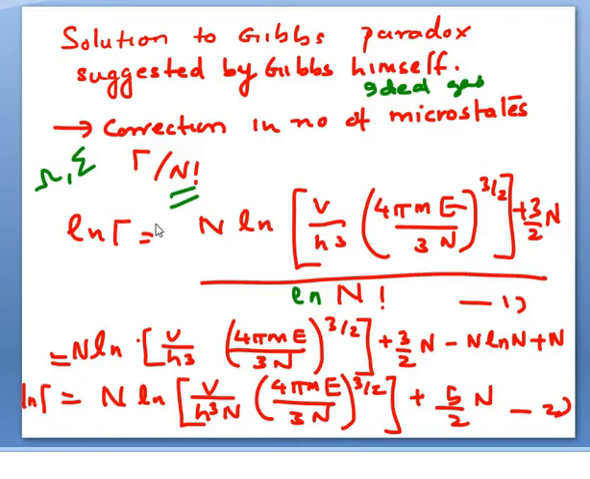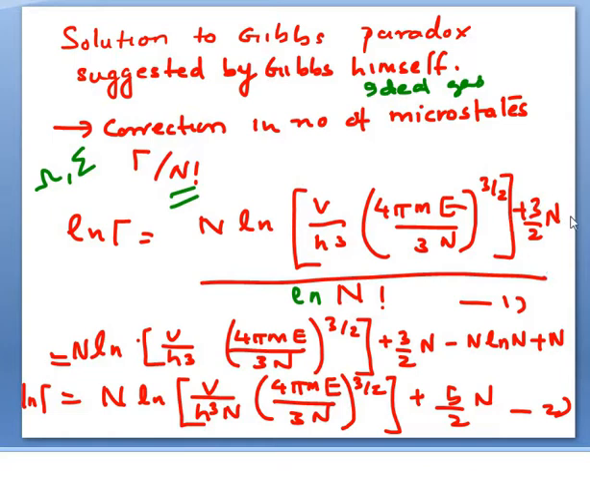We know ln gamma was given by N V by h cube, 4 pi m e by 3N, raised to 3 by 2, plus 3 by N. We take ln gamma, and this comes out divided by ln N factorial, which is equation number 1. Now here you can use Stirling's approximation: ln N factorial is equal to N ln N minus N. So using that approximation, you rewrite the equation, because it is in the denominator. Log comes out as minus N log N, and minus N becomes plus N.